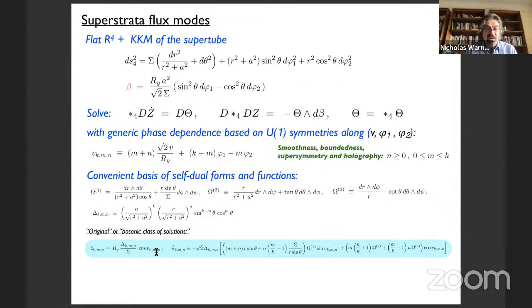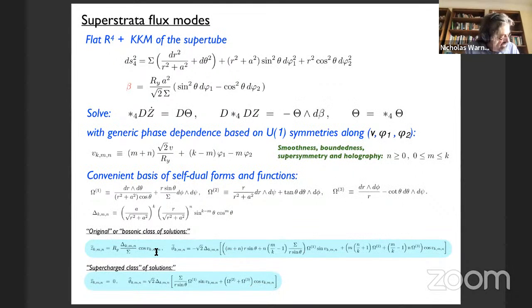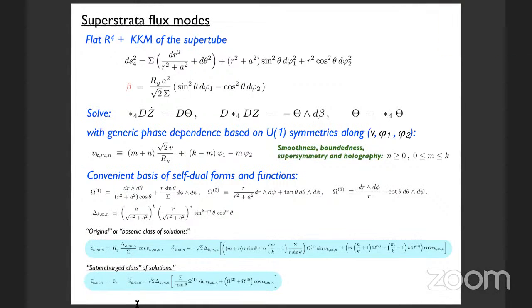And then there's a second class of solutions, which was constructed recently by Nate and Stefano. I can't remember, I think it was Stefano and Rodolfo. Some permutation, but Nate certainly. And these are called the supercharged class, and I'll explain the origins of these terms.